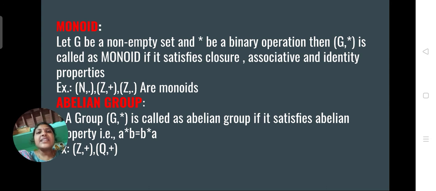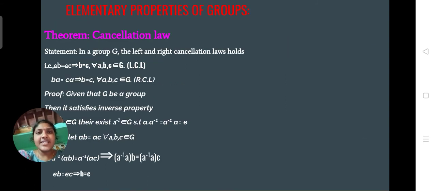For example, (Z, +), (Q, +). These are examples of abelian groups. So a group means only four properties: closure, associative, identity and inverse. An abelian group means closure, associative, identity and inverse, and also the abelian property. If these five properties are satisfied by a set, then that set is called an abelian group. And next, elementary properties of groups.